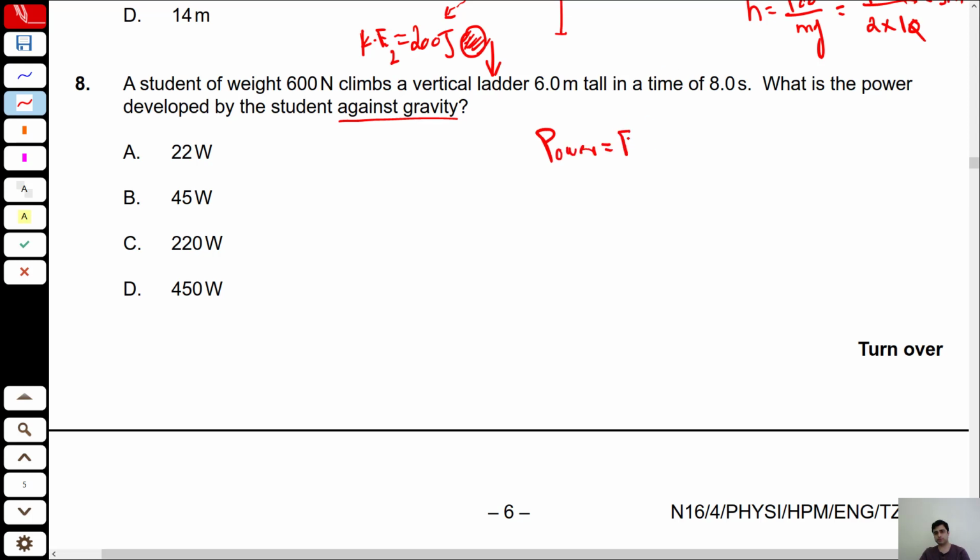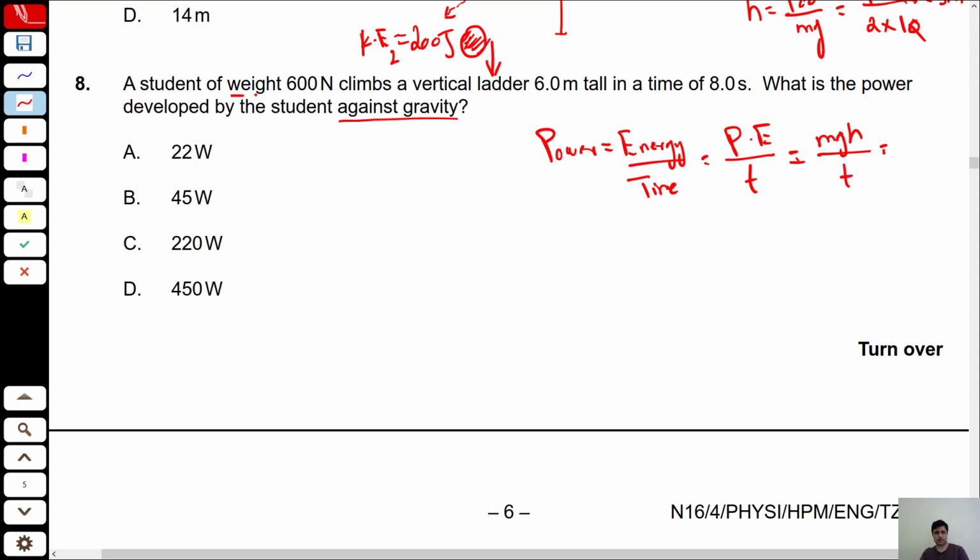Power equals energy over time. Now this energy can be any type of energy. It can be work done against friction, or simple work done, gain in kinetic energy, potential energy, electrical energy, any type of energy. But in our case, it is against gravity, so the work done against gravity will be potential energy. And then we have the time here. So potential energy's formula is mgh. Then the time comes in, so let's plug in everything.